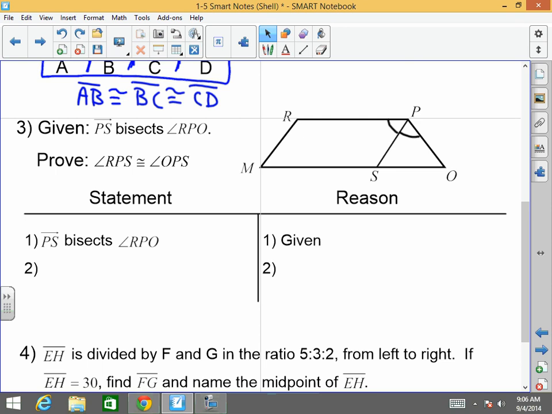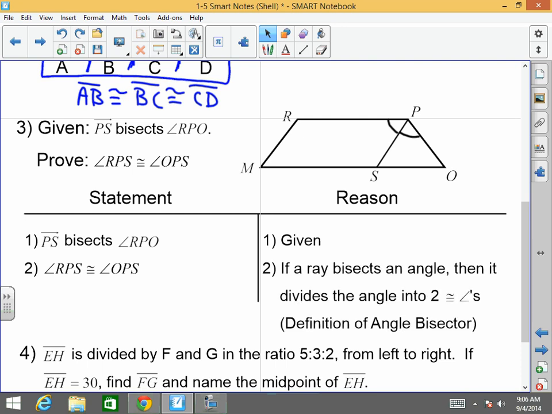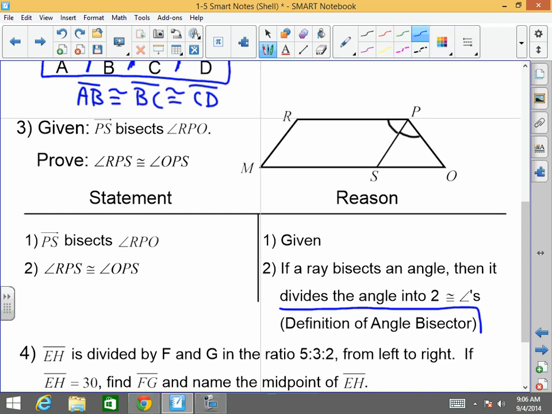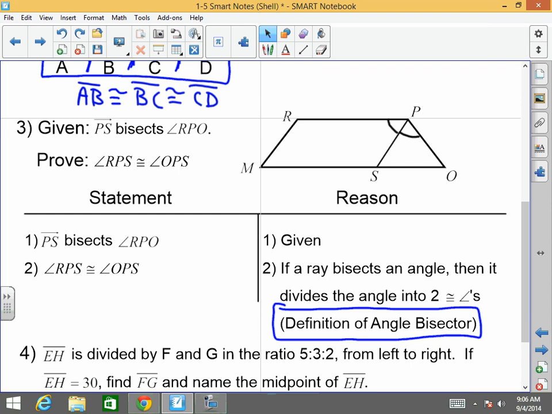How can I prove now that RPS is congruent to OPS? I already did it by drawing on my given sketch here. RPS is congruent to OPS because if a ray bisects an angle, then it divides an angle into two congruent angles. Or, again, I'm pretty flexible here, definition of angle bisector. Keep it simple. Keep it factual. Keep it provable. But keep it simple. Does that make sense, my brothers?